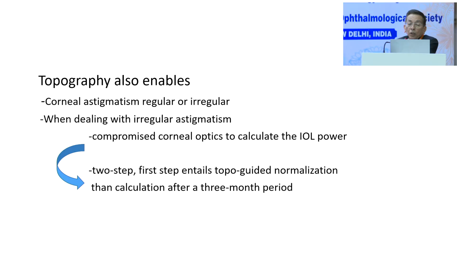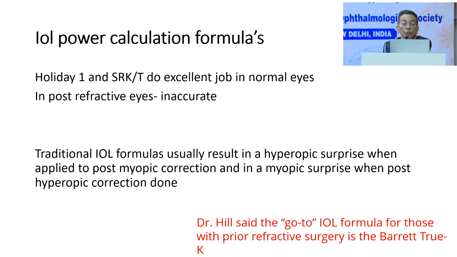Topography also tells us whether the corneal astigmatism is regular or irregular. Irregular astigmatism compromises corneal optics when calculating the IOL power. The first step entails topo-guided normalization and then calculation after a 3-month period, in some cases where the corneal aberration is much more. Holladay 1 and SRK/T do an excellent job in normal eyes, but in post-refractive eyes they are inaccurate. Traditional IOL formulas usually result in hyperopic surprises when applied after myopic correction, and myopic surprises after hyperopic correction.